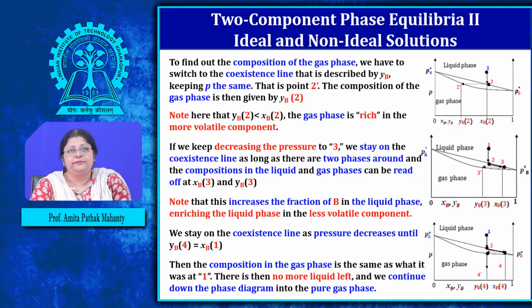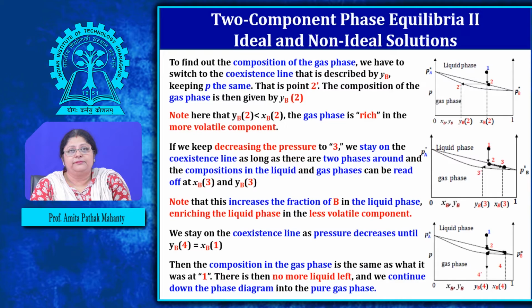To find out the composition of the gas phase, we have to switch to the coexistence line. Okay, that is to describe the mole fraction of the component B in the vapor state, keeping the pressure constant. This is the point 2. The composition that can be read for point 2 is YB for the vapor and XB for the liquid.